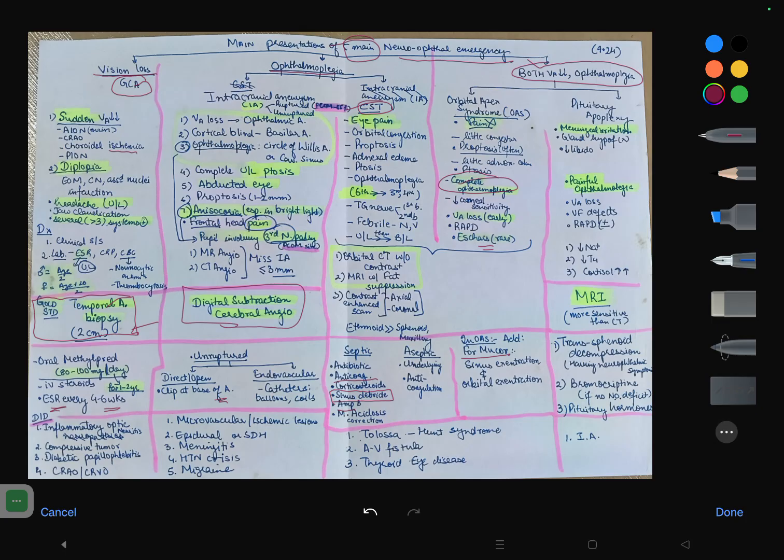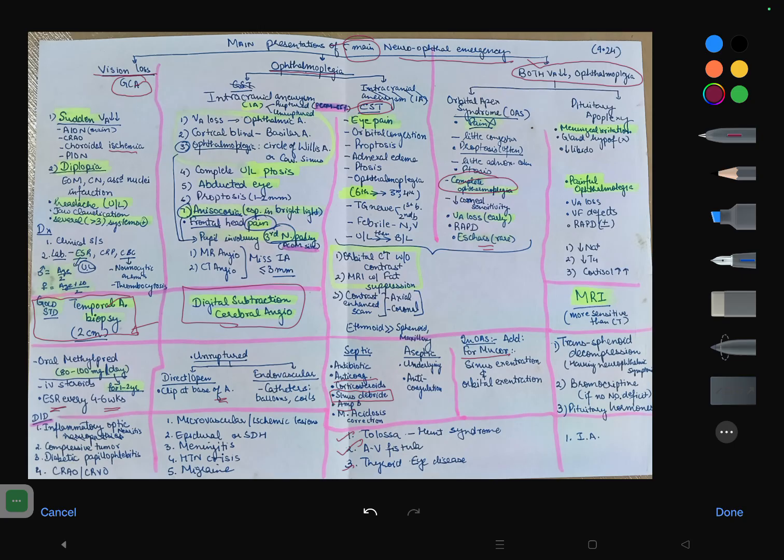And the DDs for the cavernous sinus thrombosis and the orbital apex syndrome are Tolosa-Hunt syndrome, which is a painful condition, the arteriovenous fistula, which is not a painful condition, and the thyroid eye disease. All these DDs are because of proptosis, and Tolosa-Hunt syndrome is because of pain.